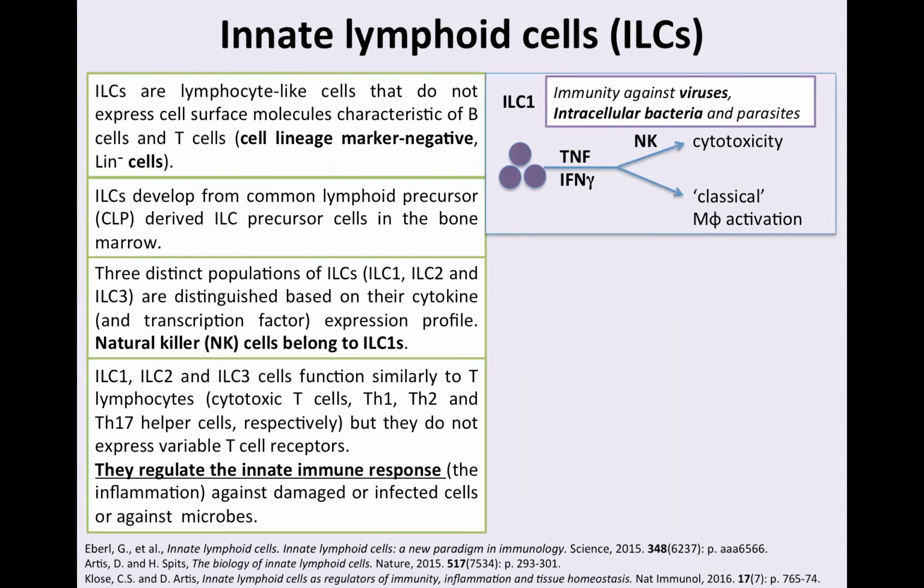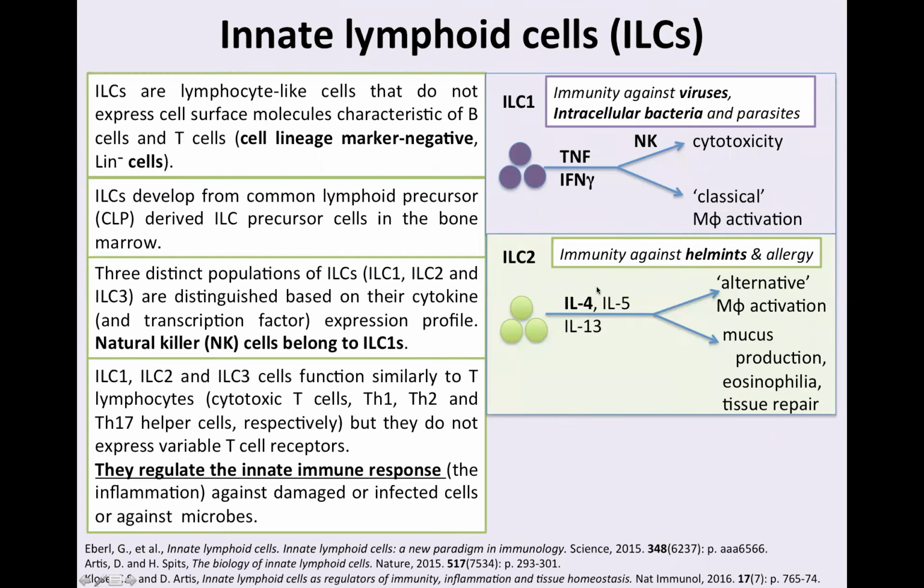They are termed ILC1, ILC2, and ILC3. ILC1 cells also include the NK cells. So these cells are the ones which will be responsible for the immunity against viruses, but they also work against certain bacteria and parasites.